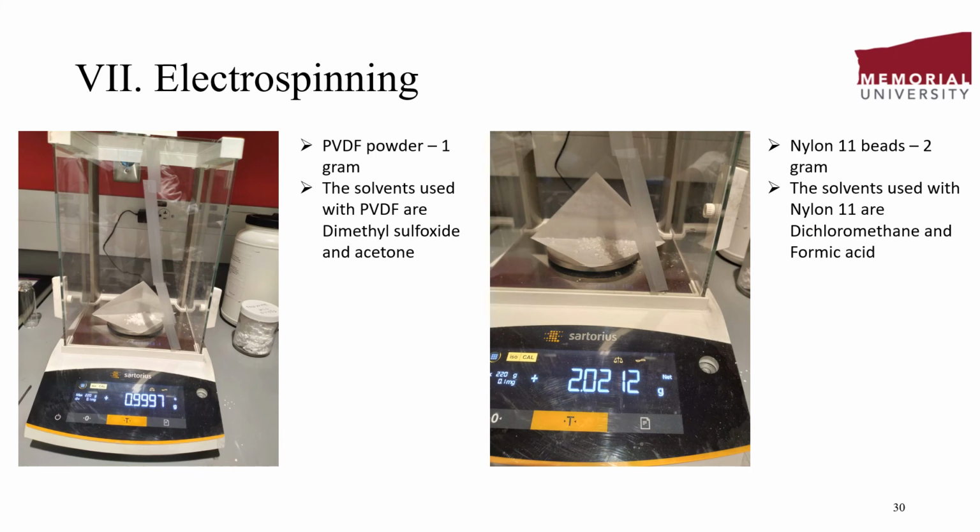Based on the materials we received, we carried out the experiment in the lab. Firstly, we measured the weight of the powder we required. We used a weighing balance and measured 1 gram of PVDF, which needs to be mixed with solvents such as dimethyl sulfoxide and acetone. Secondly, we weighed the nylon 11 beads, around 2 grams, and the solvents used to dissolve the nylon 11 were dichloromethane and formic acid.